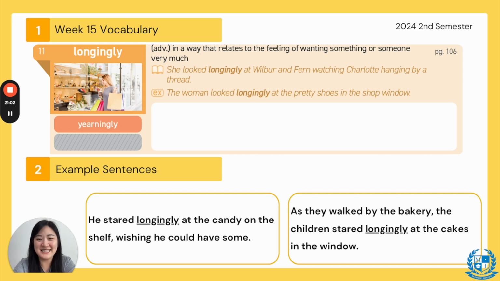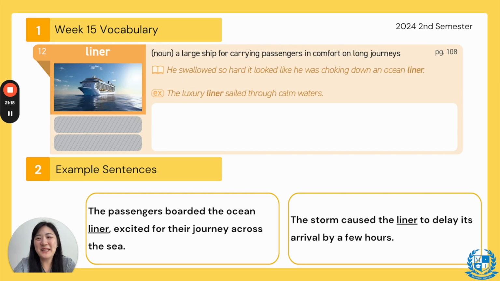I would just eat it. Next one, it says, as they walked by the bakery, the children stared longingly at the cakes in the window. They're like, I want some cake. But they weren't able to eat it. Maybe. Who knows?